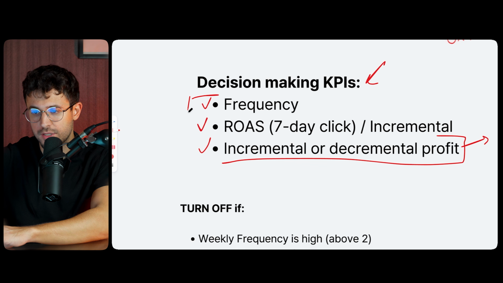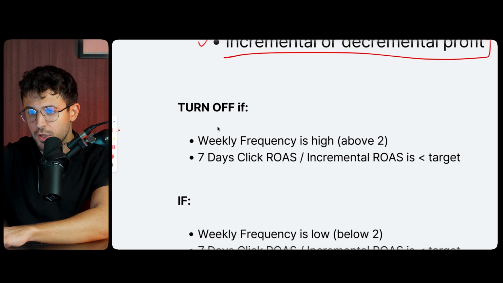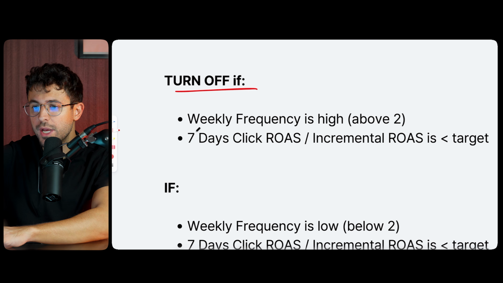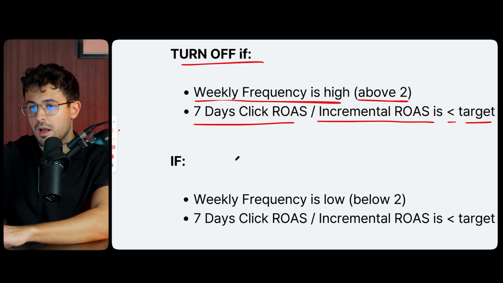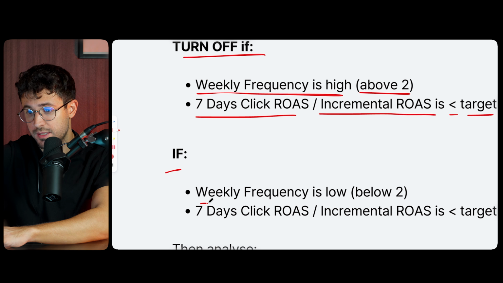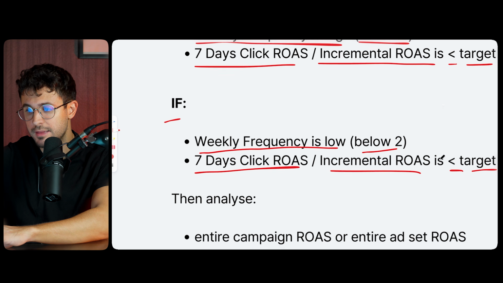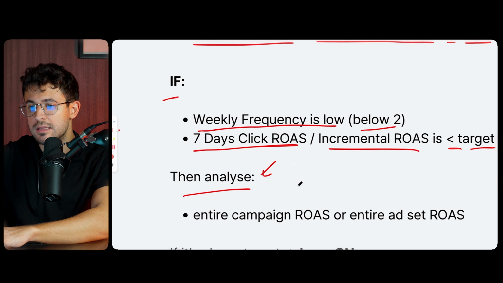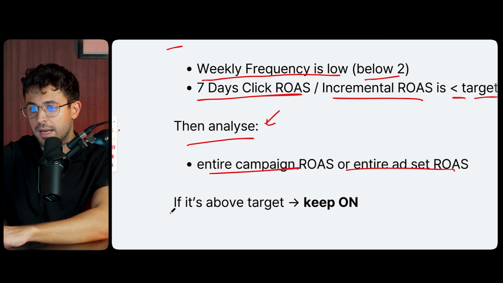But let's focus mainly on frequency and ROAS, because it's easier for you to actually have a look. So you turn off if your weekly frequency is high, let's say above 2, and your 7-day click ROAS or incremental ROAS is below the target. If the weekly frequency is low, below 2, and 7-day click ROAS and incremental ROAS is below target, then you want to analyze the entire campaign ROAS. If the entire campaign ROAS or ad set ROAS is good, then you need to keep it on.